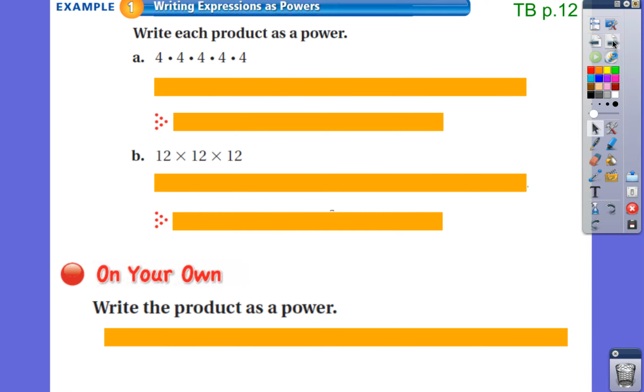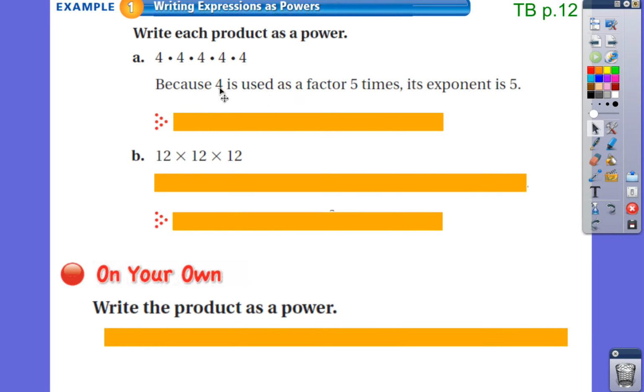Okay, let's take a look at example 1. This is on page 12. It says write each product as a power. So we have 4 times 4 times 4 times 4 times 4. We know that the base number is going to be 4 because that's what's getting multiplied. Now 4 is getting multiplied 5 times. If you look here, we have 5 4s. So the exponent is 5. If I were to shorten this up, I would write 4 times 4 times 4 times 4 times 4 is equal to 4 to the 5th power.